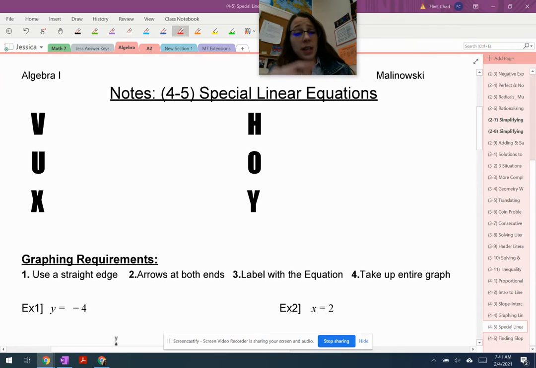Okay, so here in this lesson for 4-5 for algebra, we're still going to look at graphing some more linear equations, but these ones are special or unique ones. They're not necessarily going to be in that y equals mx plus b format. And I have an acronym here that you can use to help remind you of these things. And that acronym is VUX, V-U-X, HOY, H-O-Y, VUX, HOY.